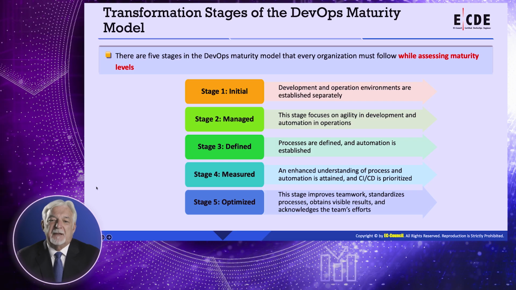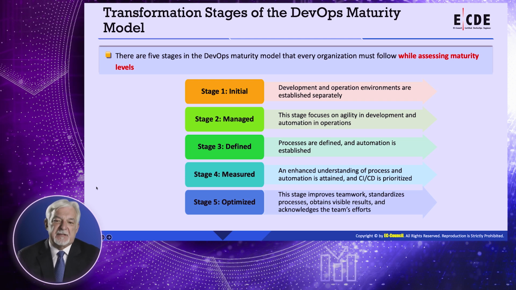When we get into the managed stage, or stage 2 of maturity, this stage focuses on agility in development and automation in operations. So we're starting to see some automation and faster development capabilities. When we get into defined, we have more clearly defined processes, and automation is fully established, or at least heavily relied on for the operation of DevOps.